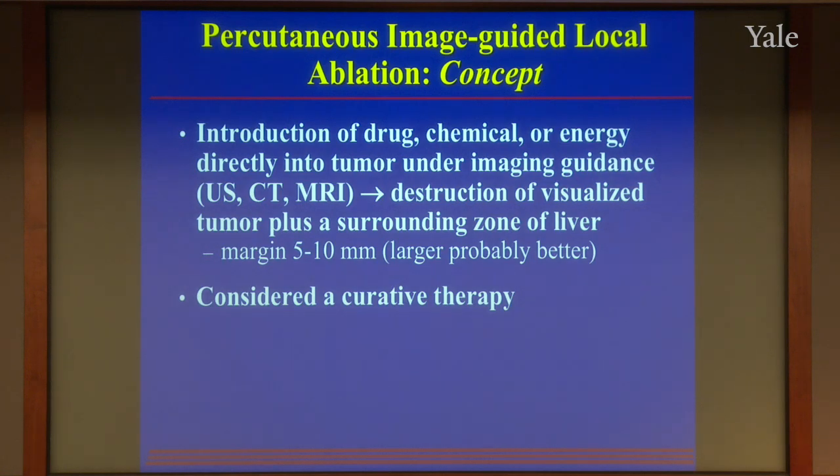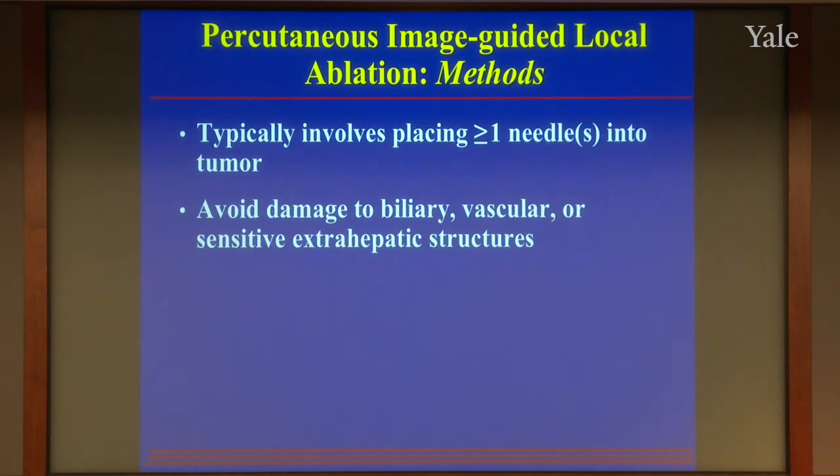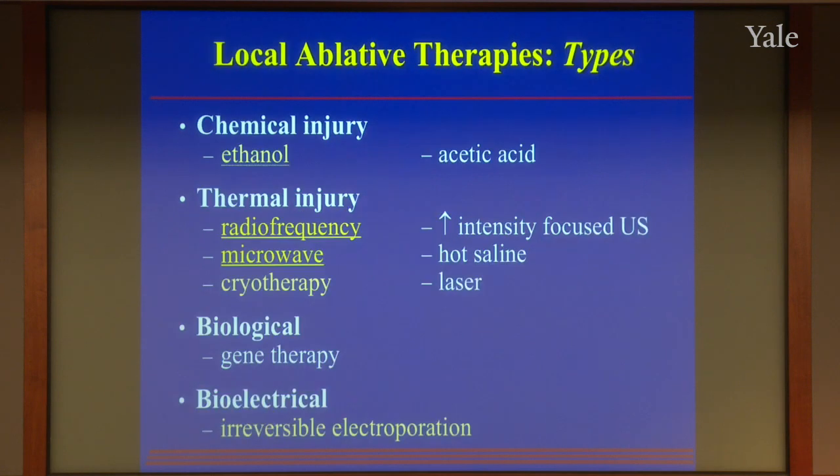So just to define percutaneous image-guided local ablation, this involves the introduction of a drug, chemical, or energy, which is the most common method, directly into a tumor under imaging guidance, usually ultrasound or CT, in some places MRI, to destroy visualized tumor plus a surrounding zone, typically a margin of about 5 to 10 millimeters. The larger within that range, the better. And this is usually considered a curative therapy. It involves usually placing one or more needles into the tumor, and you want to avoid damage to biliary structures, vascular structures, or sensitive extrahepatic structures.